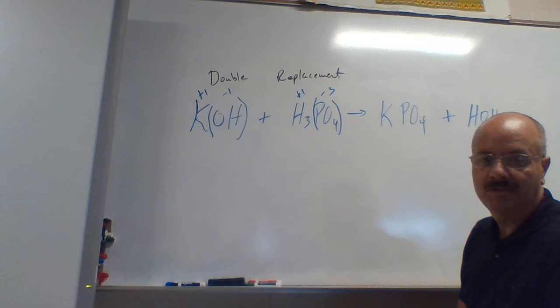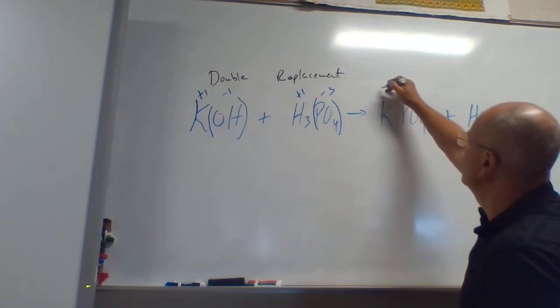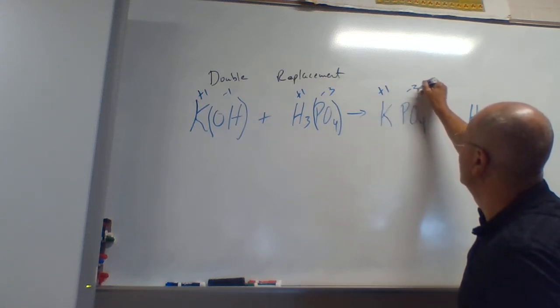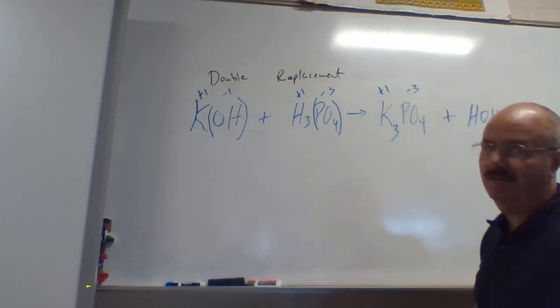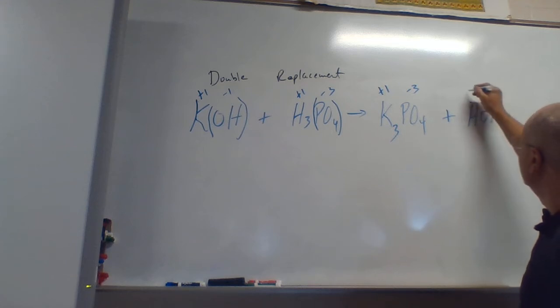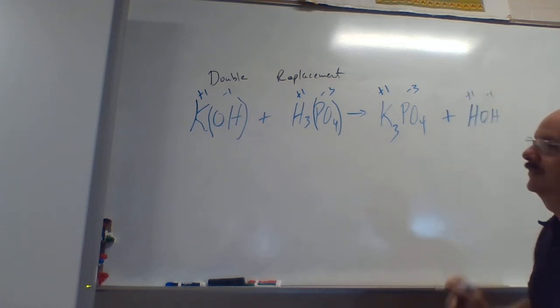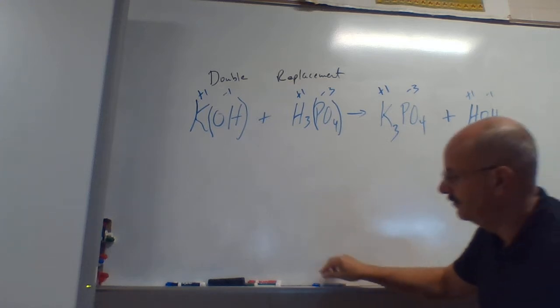Now I have to go and identify charges. This guy is +1. PO4 is -3. Oh, those don't cancel. So I got to bring the 3 over here. The 1 goes there, stays blank. And this one is what it is, +1, -1, so that's HOH. Now all that's left, balance this guy.